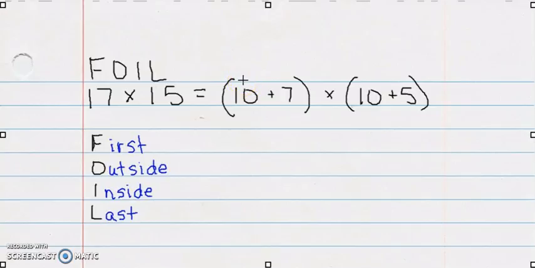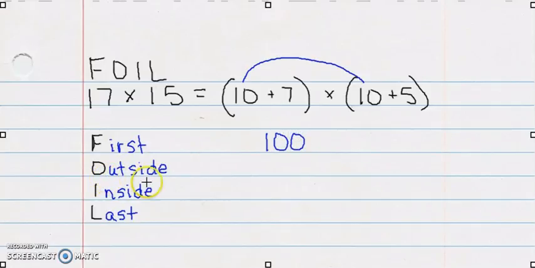So FOIL, the F means first. So we're going to multiply the first digits in both of our sets together. And we get 10 times 10. 10 times 10 gives us 100.